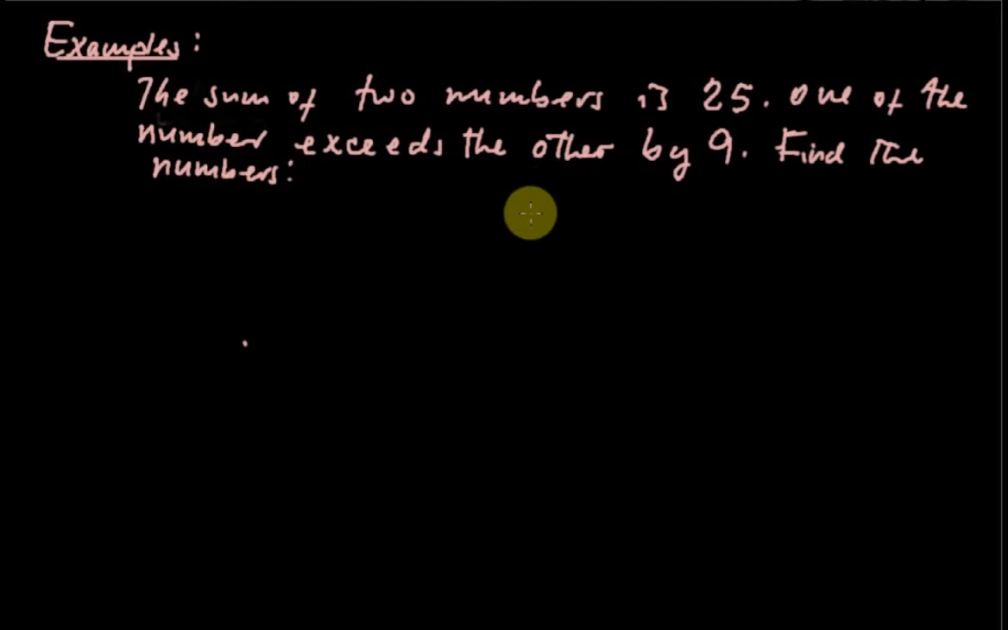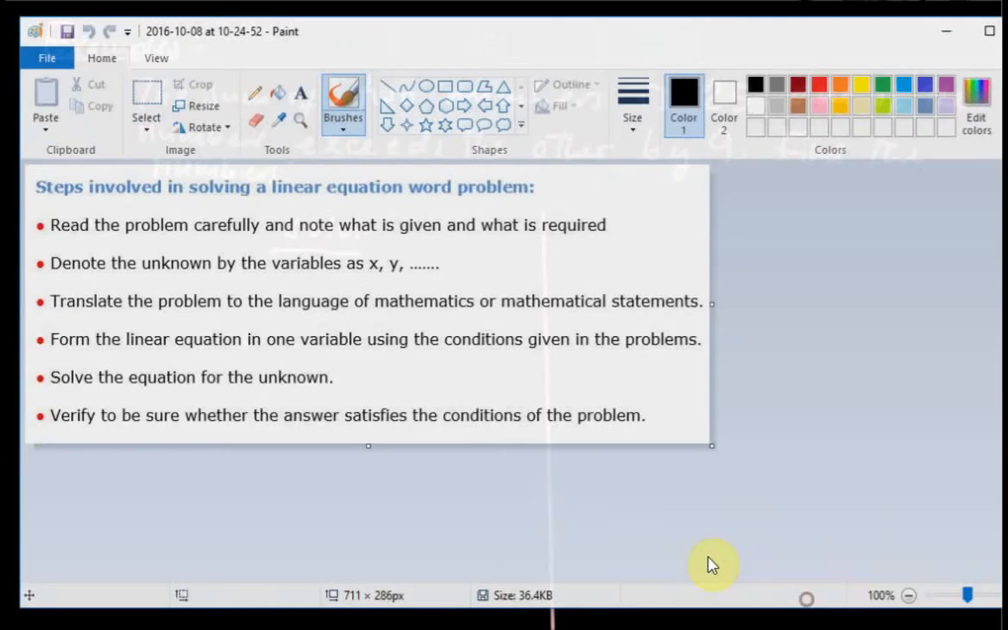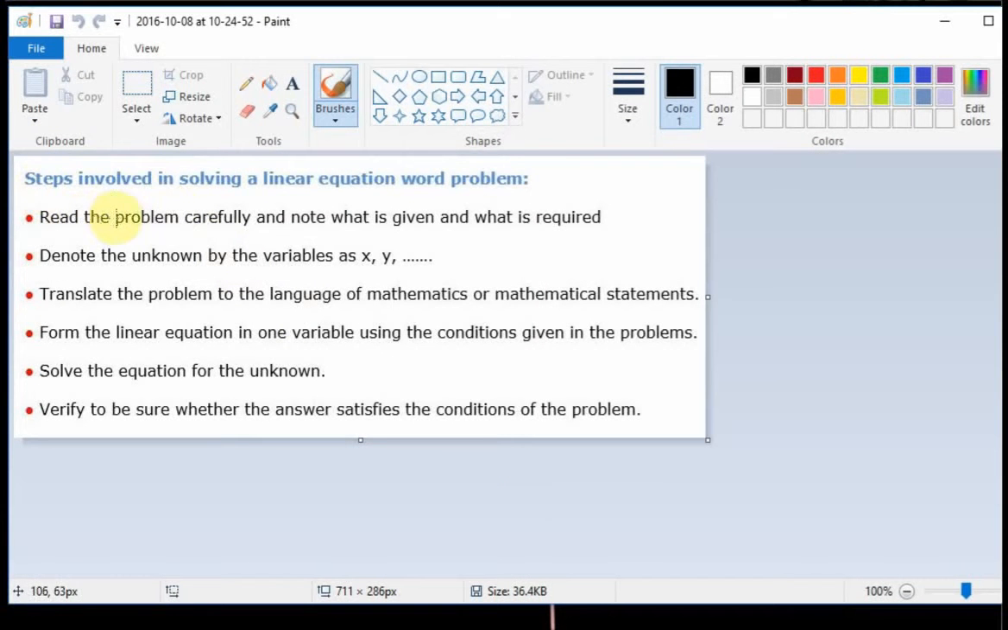Okay, so I would like to start this. Let us move together slowly and see actually what happens. Let us have a straight line here to make things clean. So we solve this by using green. The sum of 2 numbers. Read and understand, that is your first step: read the problem carefully and note what is given and what is required.